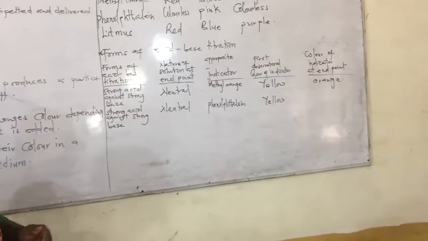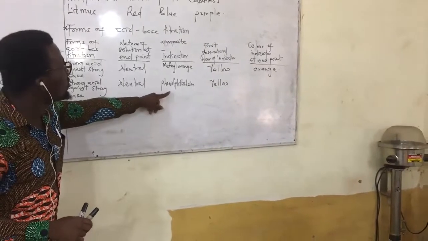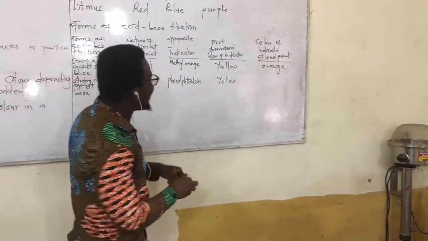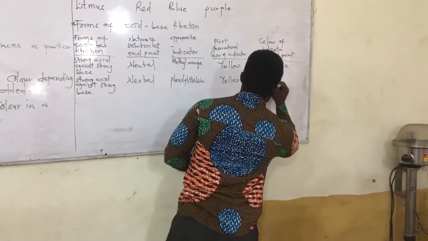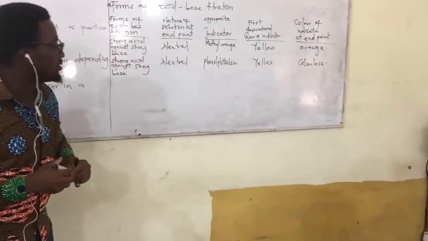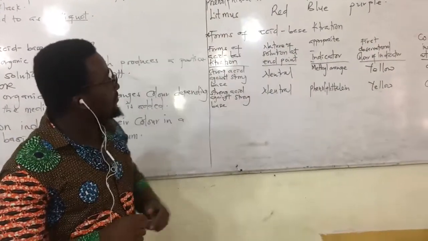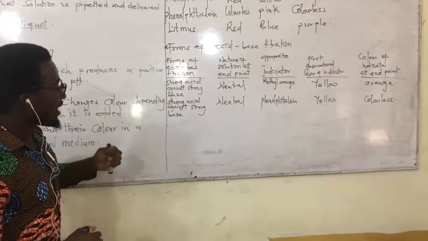At endpoint, the solution will be what? Neutral. Now, let's look at phenolphthalein in a neutral solution. It is what? Colorless. Phenolphthalein in a neutral solution is colorless, as we described there.